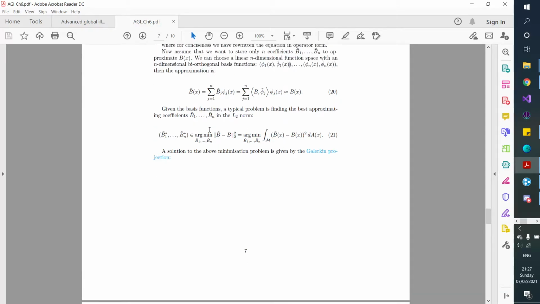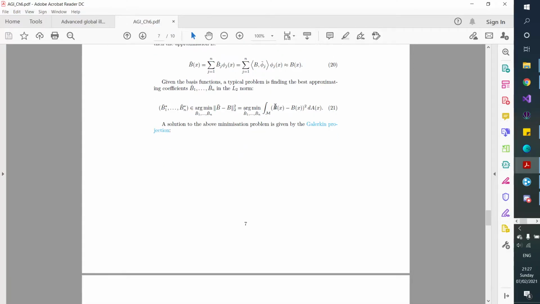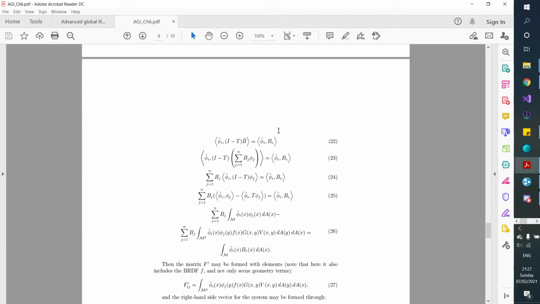What's the method about? Well, you want your approximating function in some basis to be as close as possible to the actual solution. So this is the actual solution, this is the approximation that is finite dimensional. What does this mean? You want to find coefficients b1 to bn that minimize, let's say, the L2 norm, so the square difference between the actual solution and the approximate solution. How you do that is called the Galerkin method.